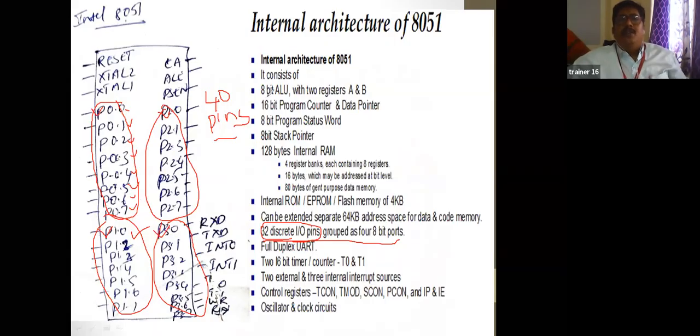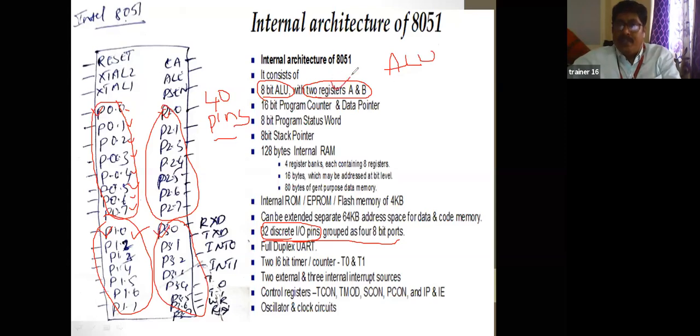Then it consists of an 8-bit ALU, arithmetic logic unit, with 2 registers A and B. We will discuss the registers' function and what the ALU is also. And it has a 16-bit program counter and a data pointer. This 8051 has a 16-bit program counter and an 8-bit ALU.